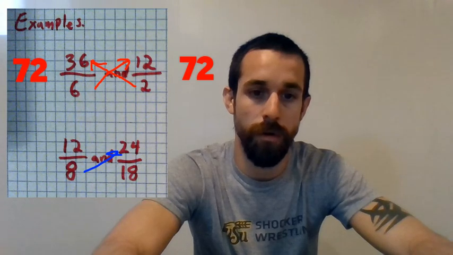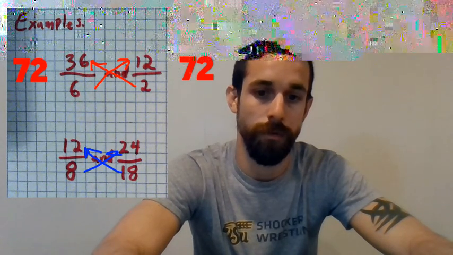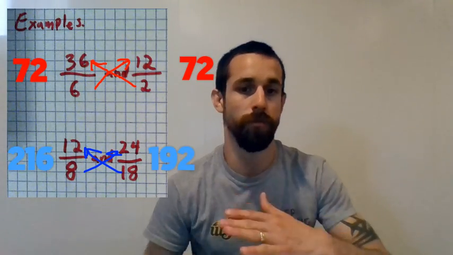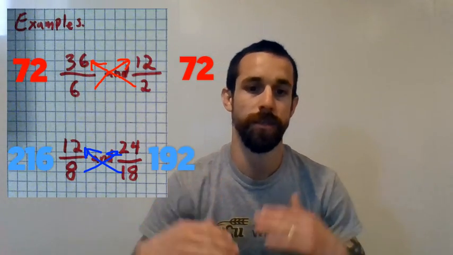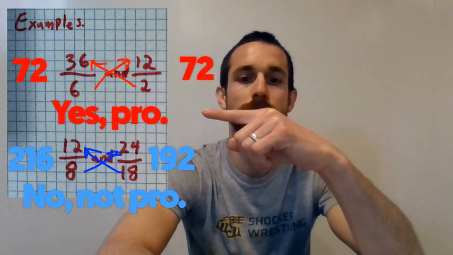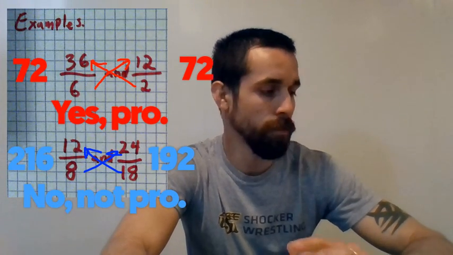On the next one, we're going to do the same thing, 8 times 24 and 18 times 12. This time when you multiplied on both sides, they did not give you the same answer. 8 times 24 is 192, and 18 times 12 is 216. So to answer the question, this one is yes proportional, and this one is not proportional. You're going to be using the same type of math throughout the rest of the packet.